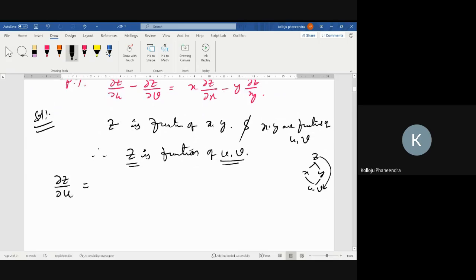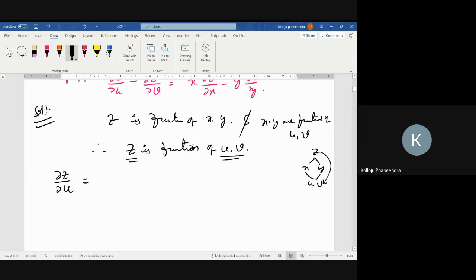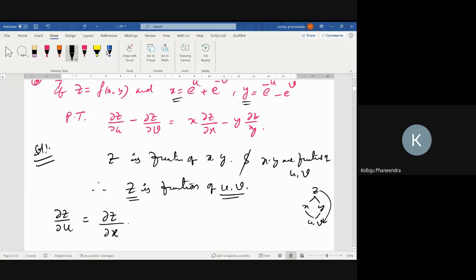Now, let us apply the chain rule. Since z is a function of two variables, first, using our change of variable total differentiation formula, z is a function of x. Now, x is a function of how many variables? X is a function of again two variables.